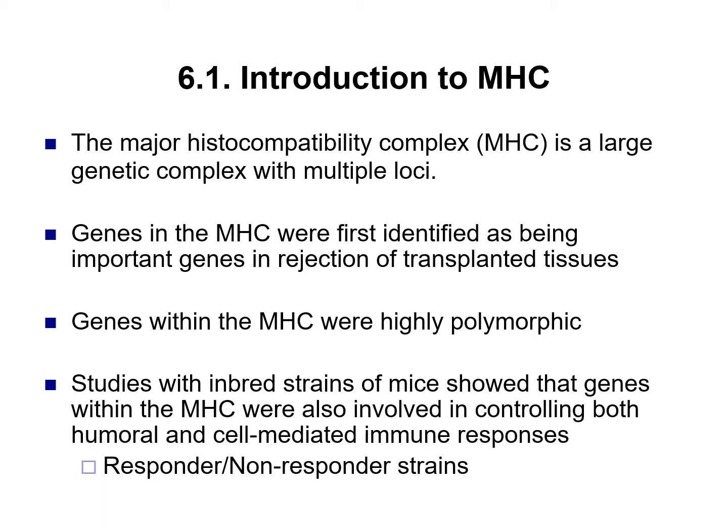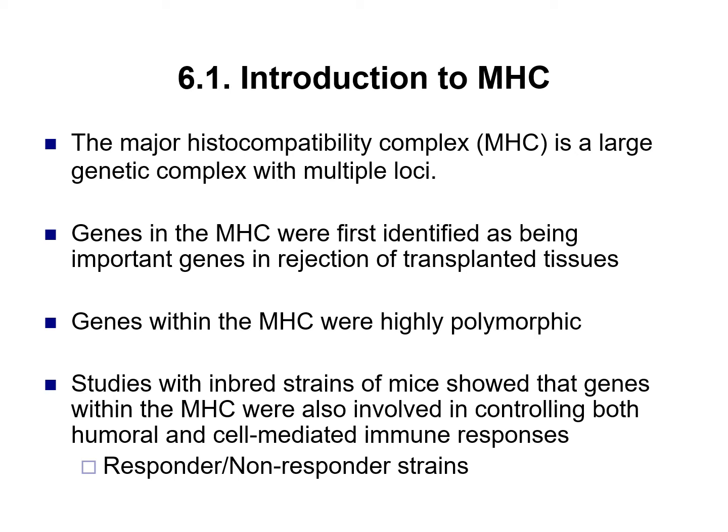So for this presentation, you will be encountering some terms which are used in genetics. These genes that are in the MHC were first identified as important in the rejection of transplanted tissue. So that's why the word histo, which means tissue, and compatibility was used. Another characteristic of this MHC is that they are polymorphic.